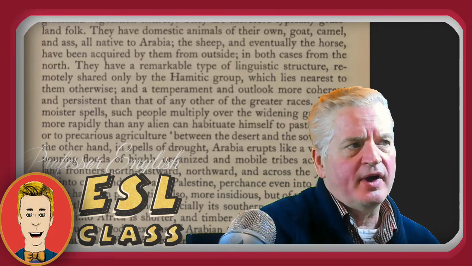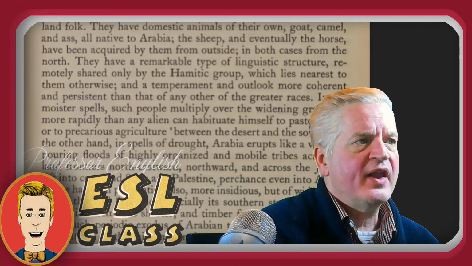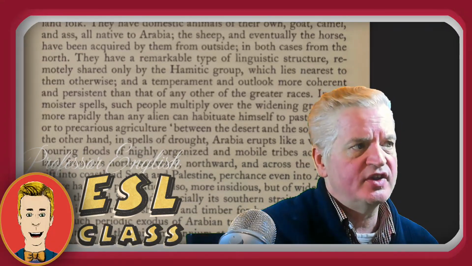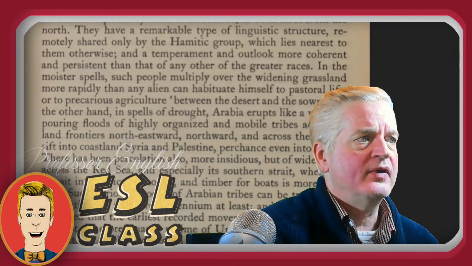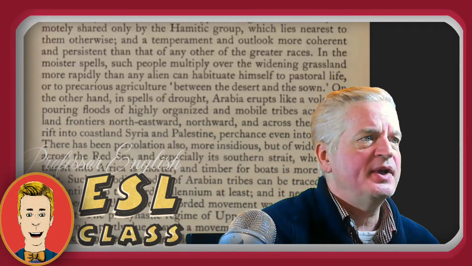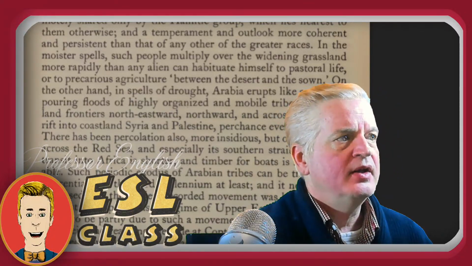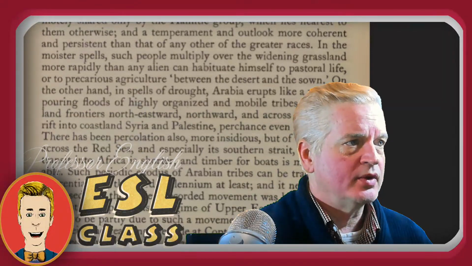remotely shared only by the Hamitic group, which lies nearest to them otherwise, and a temperament and outlook more coherent and persistent than that of any other of the greater races. In the moister spells, such people multiply over the widening grassland more rapidly than any alien can habituate himself to pastoral life.